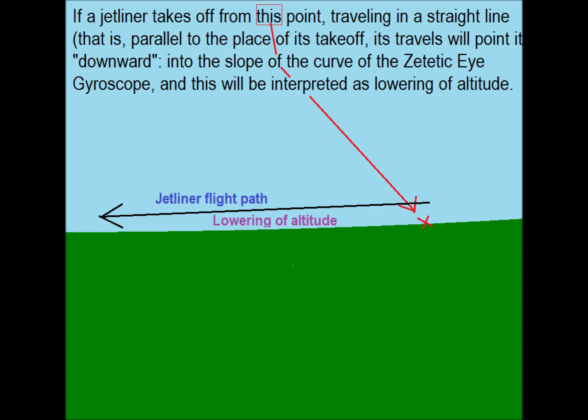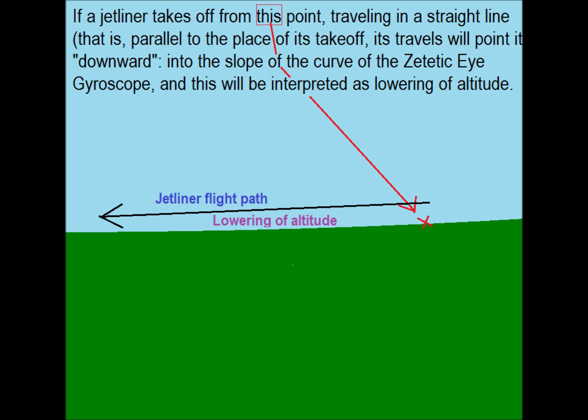Of course, this is in perfect agreement with the Zetetic Eye Gyroscope model, because if there's an arc to the zetetic surface, then if a plane takes off from a certain location and flies in a direction, it will actually be flying with its nose pointed down into the ground because of the arc of the zetetic plane surface of Earth. There's a theoretical explanation given for it, in that cold temperatures make planes lose altitude.